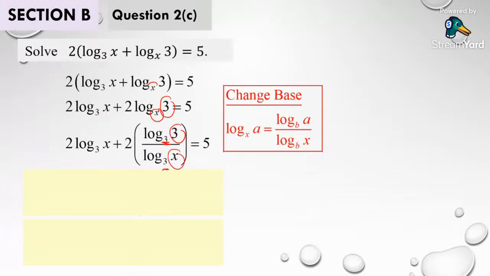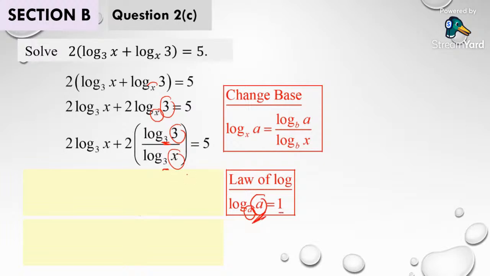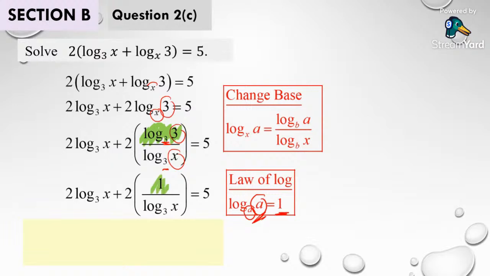Further simplify, by the law of logs, we notice that if the base of the log and the number inside the log are the same value, it equals 1. So what we find in this question is that this part I highlighted in green is actually equal to 1. And further simplifying, I actually have 2 log x base 3 plus 2 over log x base 3 equals 5. Now we have both of them the same log. It's just that one is on top in the numerator, one below in the denominator.